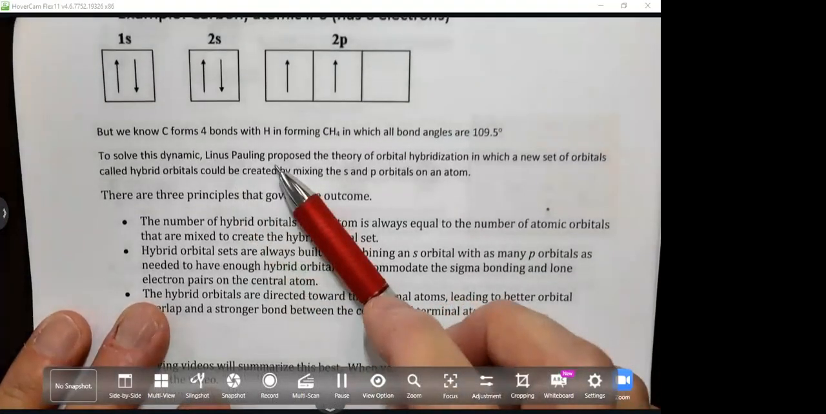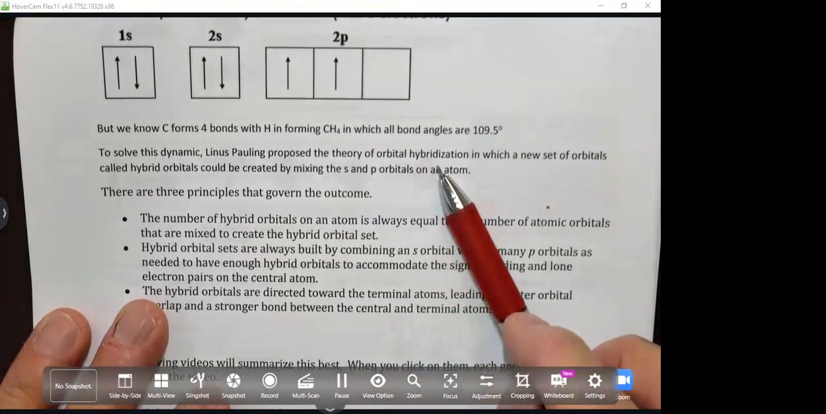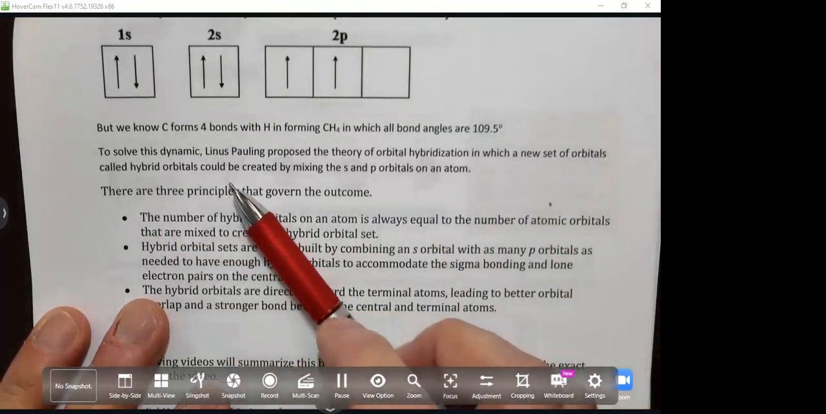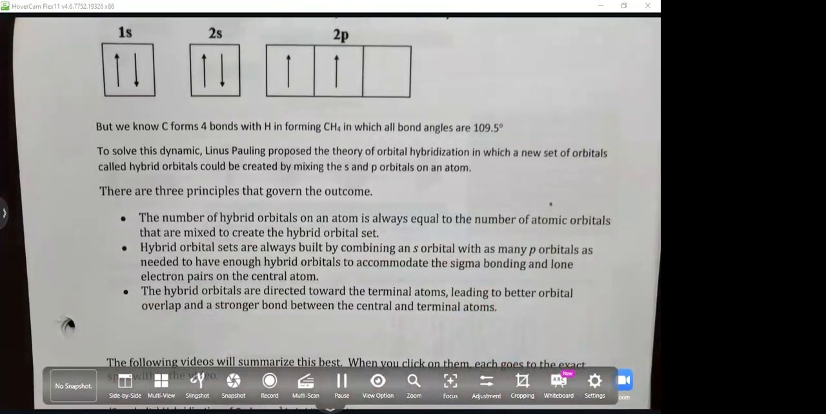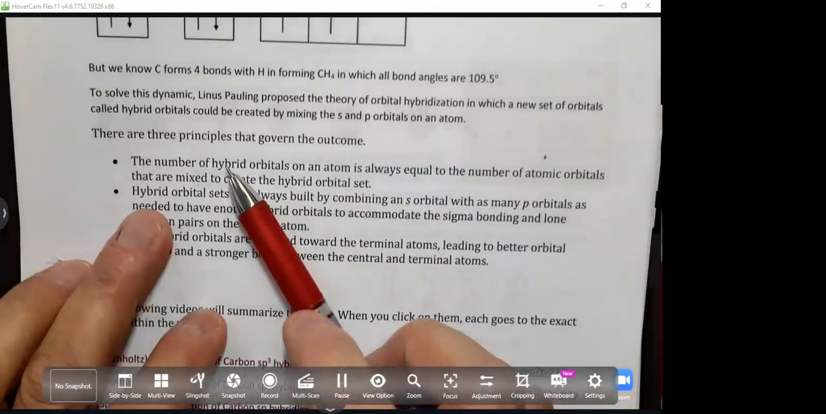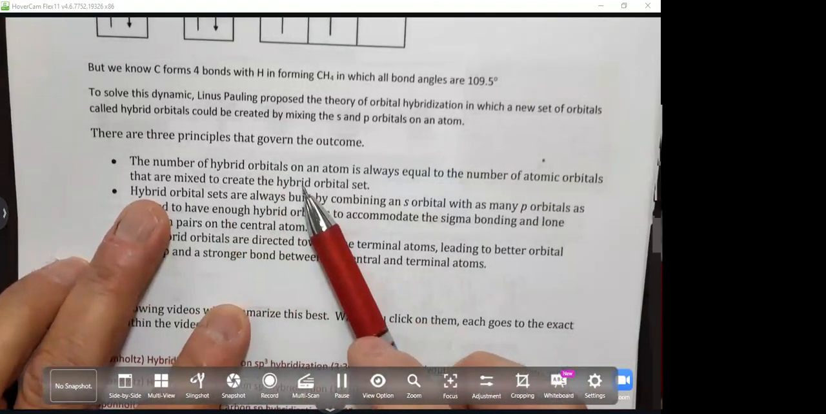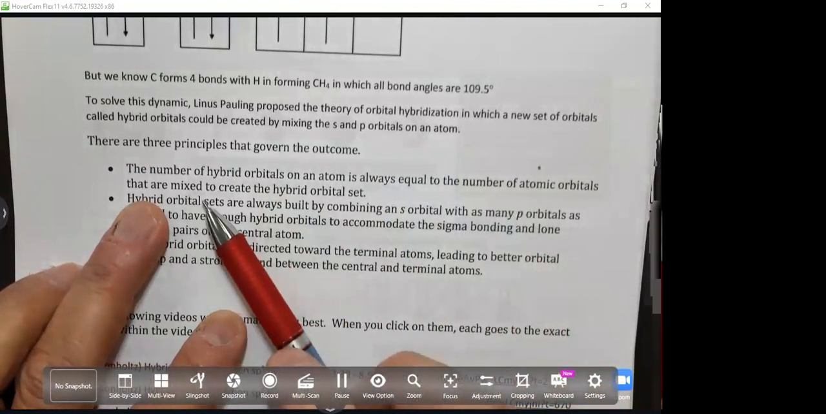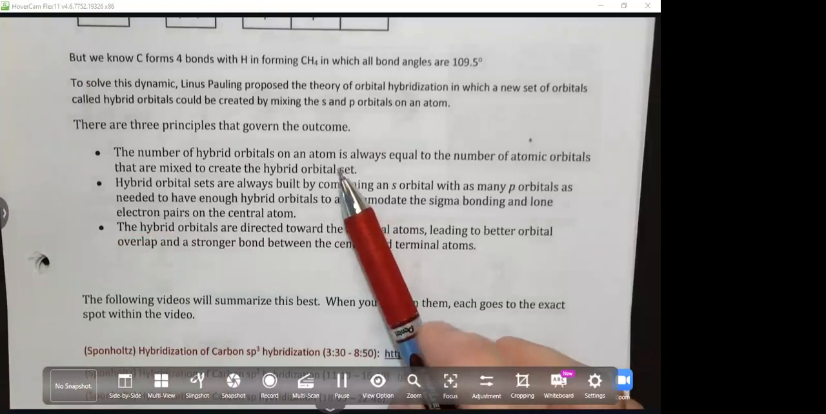To solve this, Linus Pauling proposed the theory of orbital hybridization, in which a new set of orbitals called hybrid orbitals could be created by mixing the s and p orbitals on an atom. There are 3 principles that govern the outcome. The number of hybrid orbitals on an atom is always equal to the number of atomic orbitals that are mixed to create the hybrid orbital set.